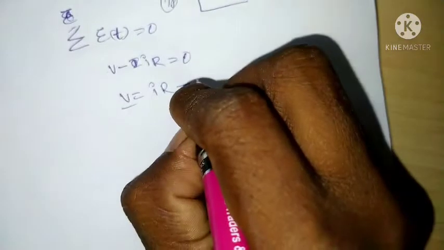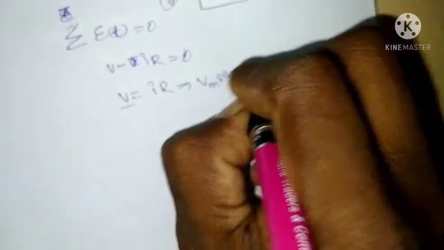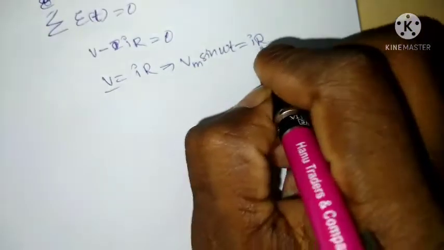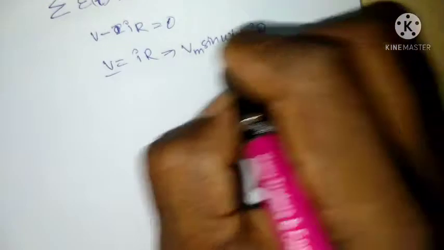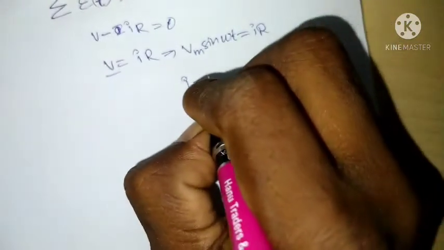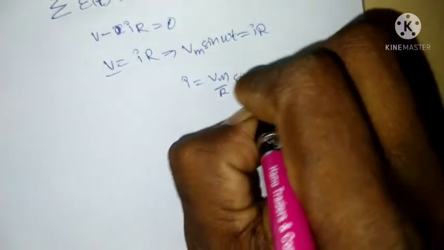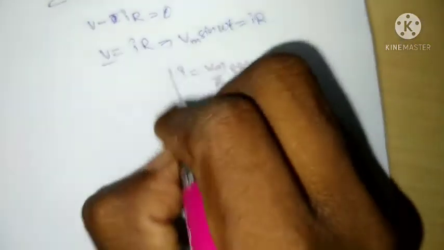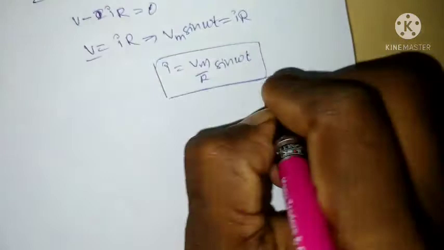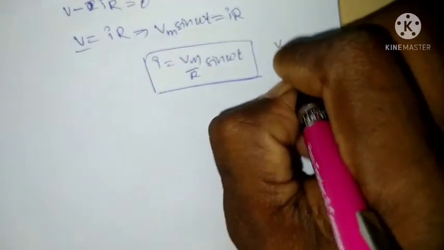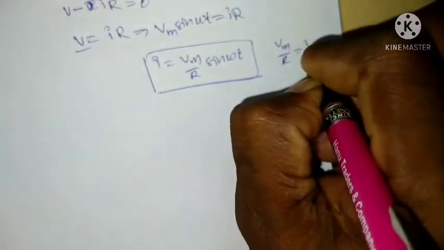From this equation, the applied voltage V is equal to Vm sin omega t, which is equal to IR. So what is the current value? I is equal to Vm by R into sin omega t. This is the current relation. Here Vm by R is called the maximum current.